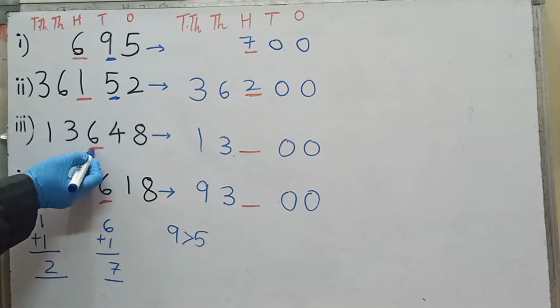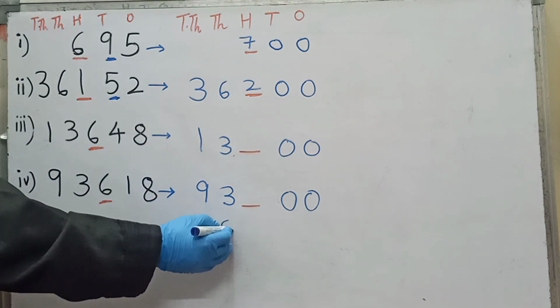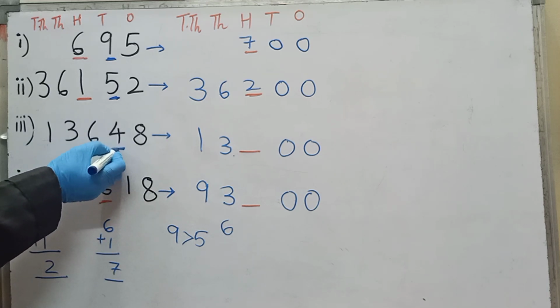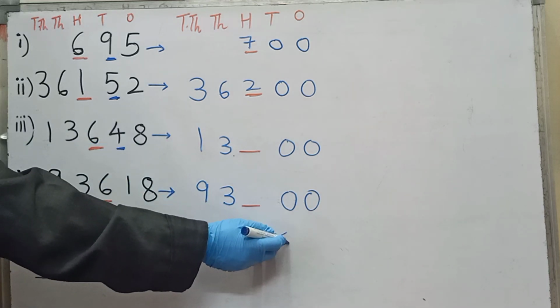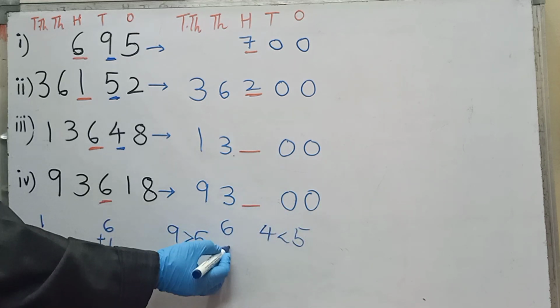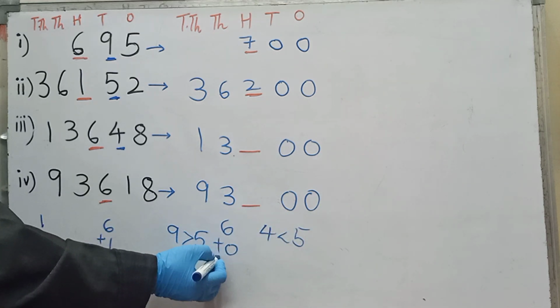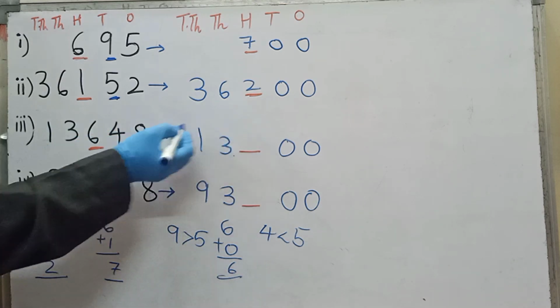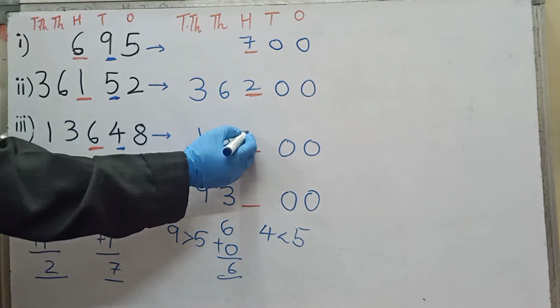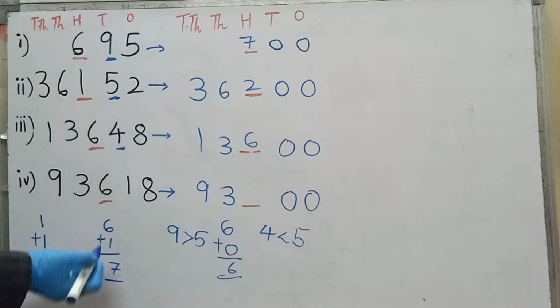Now in this case, the third question is 6. So the beside number, what is it? It is less than 5. Since 4 is less than 5, what will we do? We have to add 0. Or if we don't add also, what will we get? We will get the number that is in the hundreds place. We have to copy that as it is.